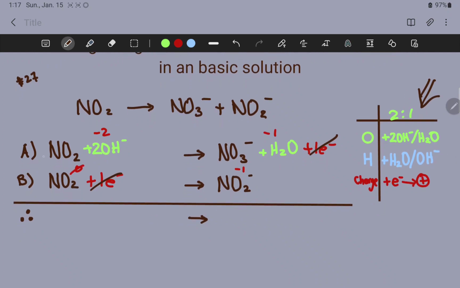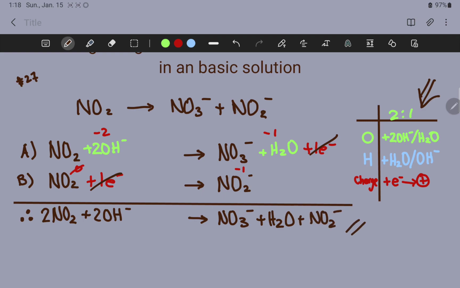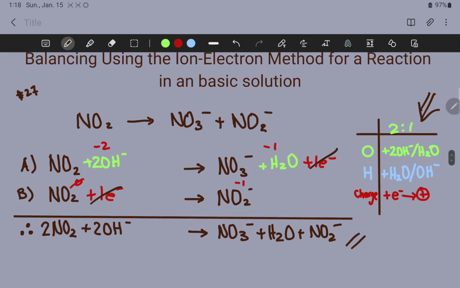So I'm going to go ahead and add. I'm going to add these 2 together, right, as I should. So it ends up being 2 when I end up adding the 2 half reactions, plus my 2 hydroxide ions. And there's nothing else on this side. For this side, my nitrate ion plus my 1 water molecule plus my nitrite ion. And that is how you balance in a basic solution.